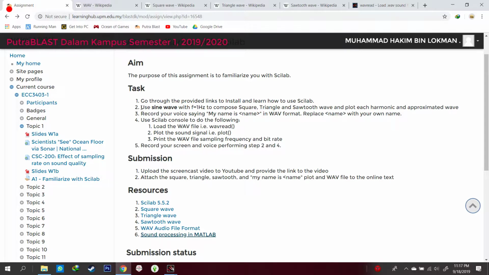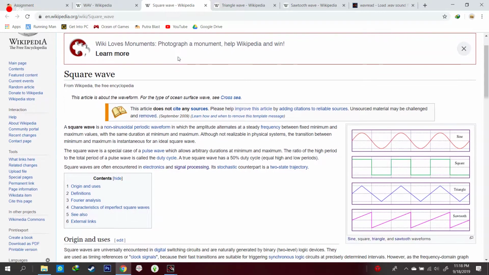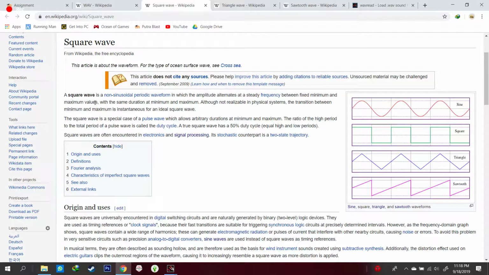The first task is that we're going to use a sine wave with 1 Hz frequency to compose a square, triangle, and sawtooth wave and plot each harmonic and approximate wave. Basically I'm going to show you the fundamentals of the square wave. A square wave is a non-sinusoidal periodic waveform in which the amplitude alternates at a steady frequency between fixed minimum and maximum values, with the same duration at minimum and maximum. So this is the wave that we're going to do.